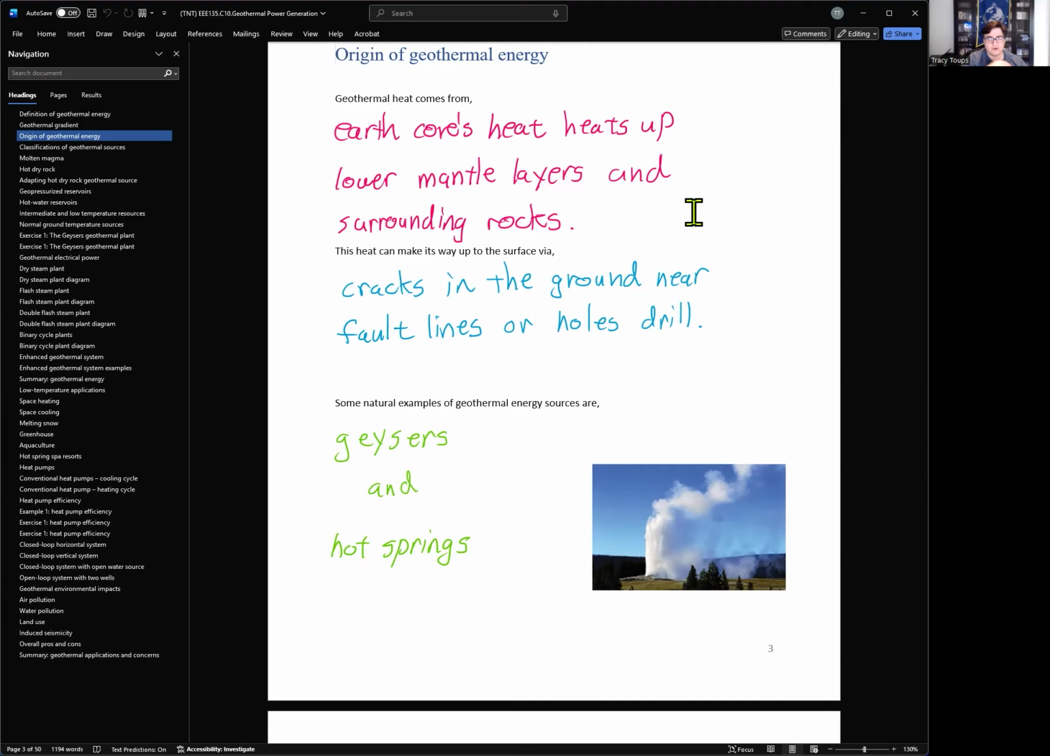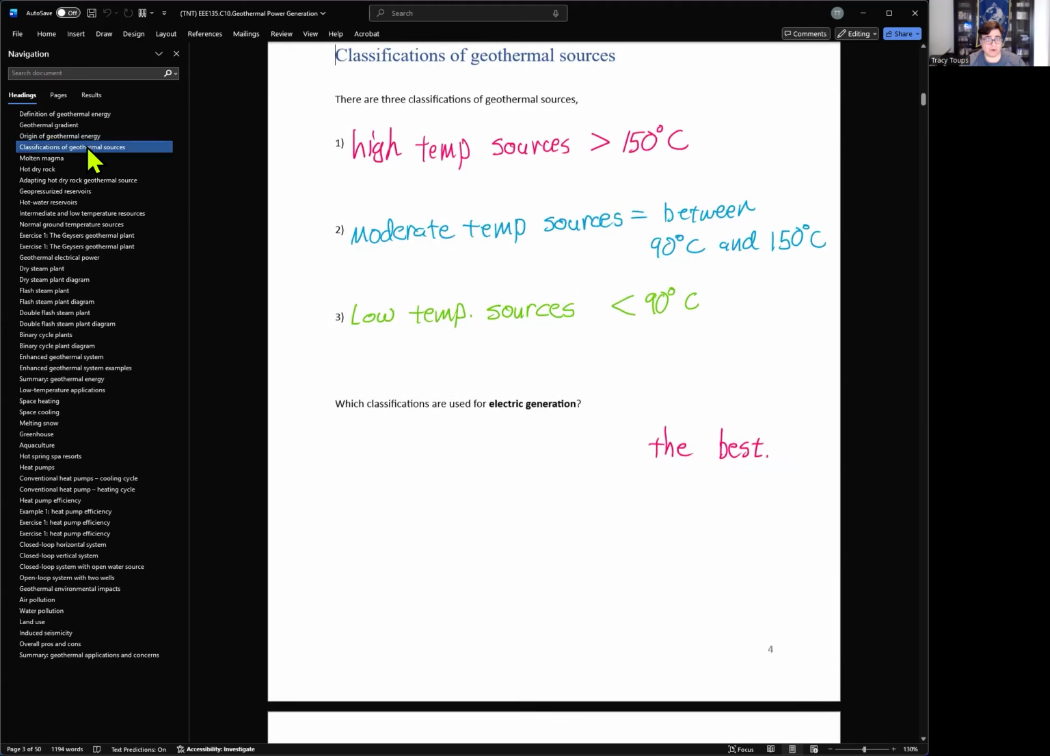Okay. Some natural examples of a geothermal energy source rising to the surface are geysers and hot springs. You have some here in the national parks. This is just literally a vent for all the heat to spray out of, and you have all this steam and hot water. Okay. And remember, anytime you have steam and hot water, steam and heat nearby, we could put a generator on top and we can make electricity.